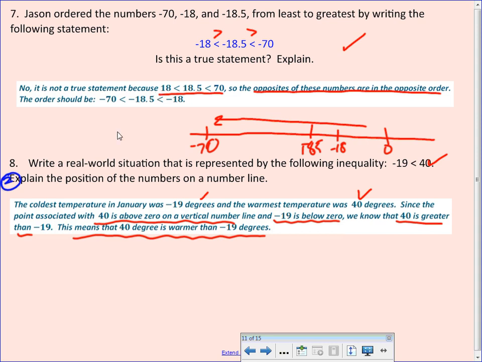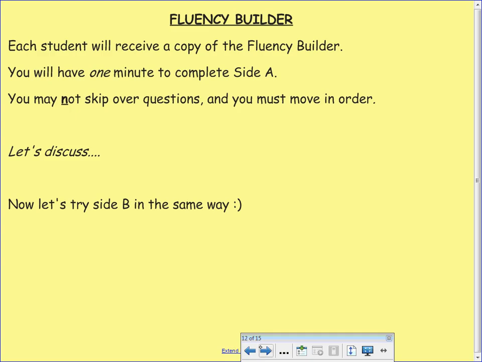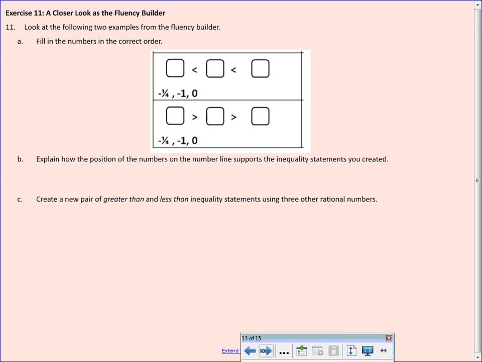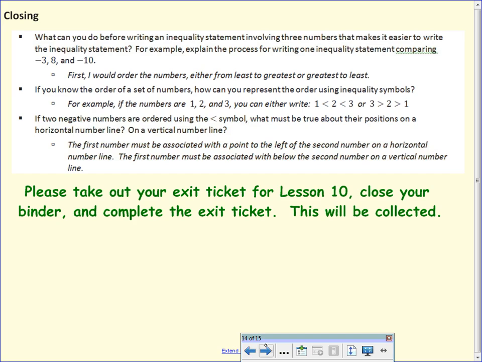Okay? We are going to work on the next part of the lesson. It talks about the frequency builder. We're going to do that tomorrow as our do now. So we're going to skip this next part of the lesson and just look at our closing.